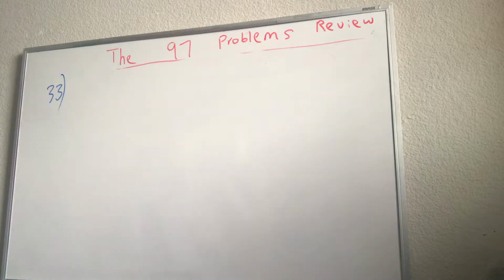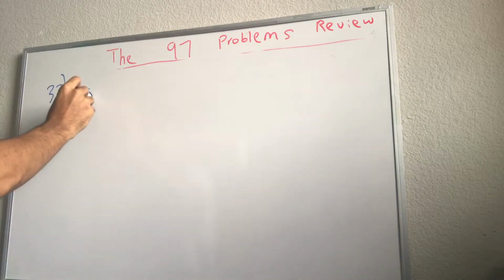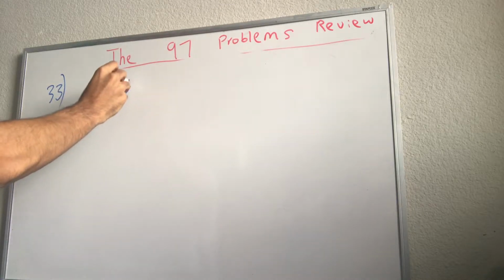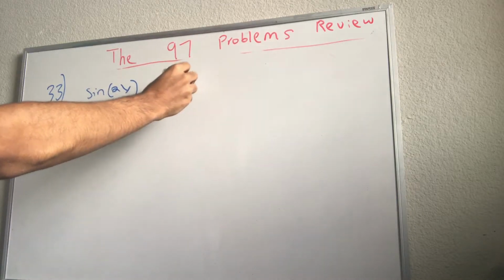So here we have question number 33. It states that sine of 2x is equal to cosine of x. We want to solve this.